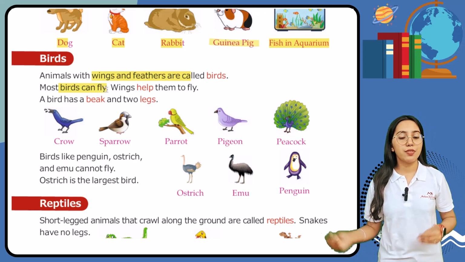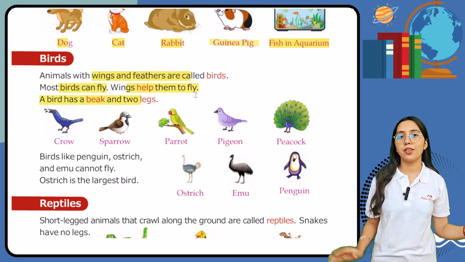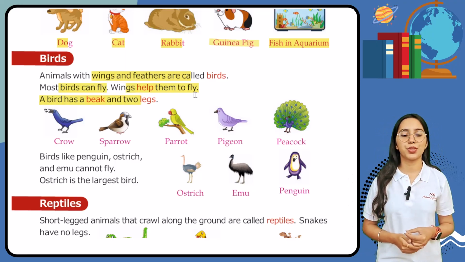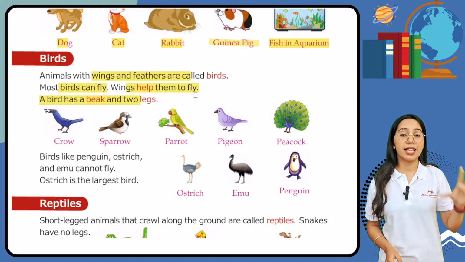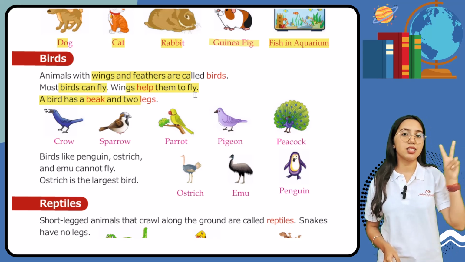And how they are flying? So wings help them to fly. So students, why birds can fly? Because they have wings, and that is why these wings are helping birds to fly. Then bird has a beak and two legs. So now we can see that bird has a beak, a single beak, and bird has two legs, right?